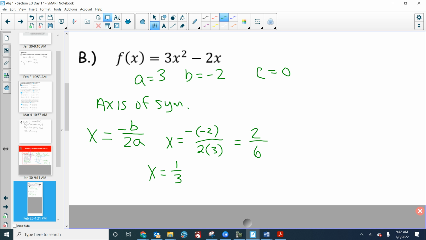Okay? Now, here's my line of symmetry. Vertex. I'm halfway there. See if you guys can plug 1/3 in here to this. Use your calculators. I'm going to give you a little hint. I think it's negative, and it's going to be a fraction. You should get a negative decimal in your calculator that you should be able to convert to a fraction.